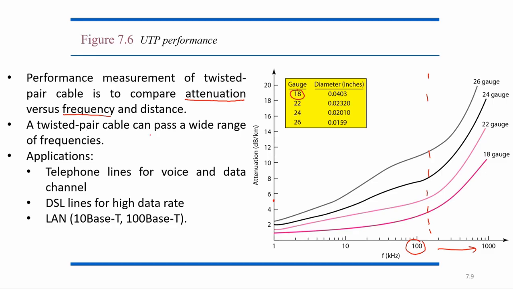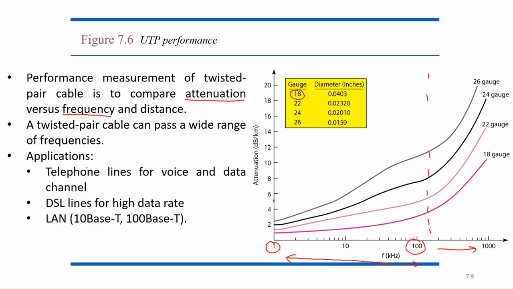Twisted pair cable can pass a wide range of frequencies. You can see from 1 kilohertz to 100 kilohertz, a wide range of frequencies is available. In that range, these twisted pair cables can work efficiently with less attenuation. Less attenuation means less noise effect on these cables.